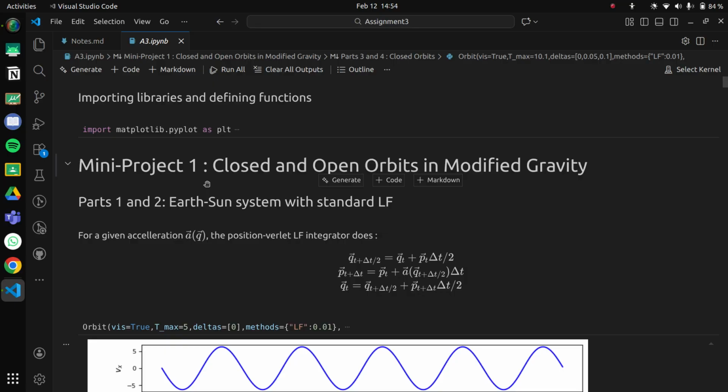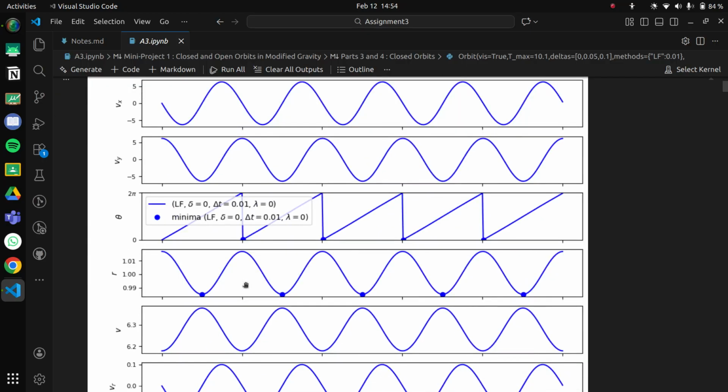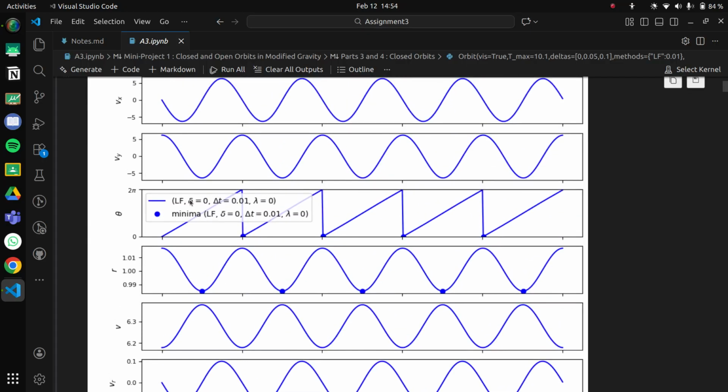So the first main project is about closed and open orbits in modified gravity. When they say modified gravity, they change the power law from inverse square to some other power, with a slight deviation delta from the value of 2, or in this case 3 if you think of it as r vector upon r cubed rather than r hat upon r squared. It's just normal gravity, except you are slightly modifying it with this delta factor. So for delta equal to 0, it is gravity.